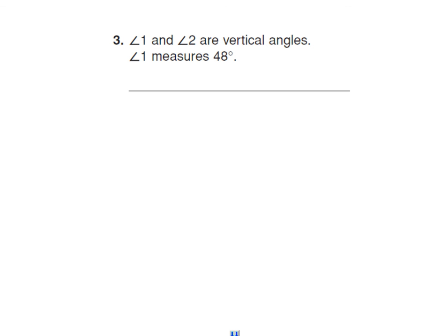Okay, number 3, we have angle 1 and angle 2 that are vertical angles. So they do something like this. I'm drawing not to scale. So this is 1 and this is 2. If this is 48 degrees, its vertical angle is going to be congruent. So it's also going to be 48 degrees. So I didn't have to figure anything out on that for number 3 on the homework. Okay, so good luck on the homework. Good luck with these angles.